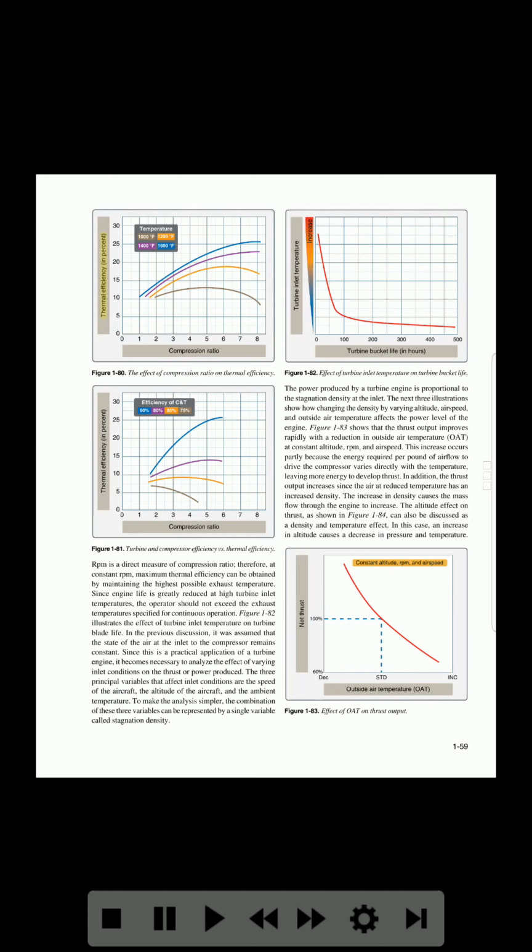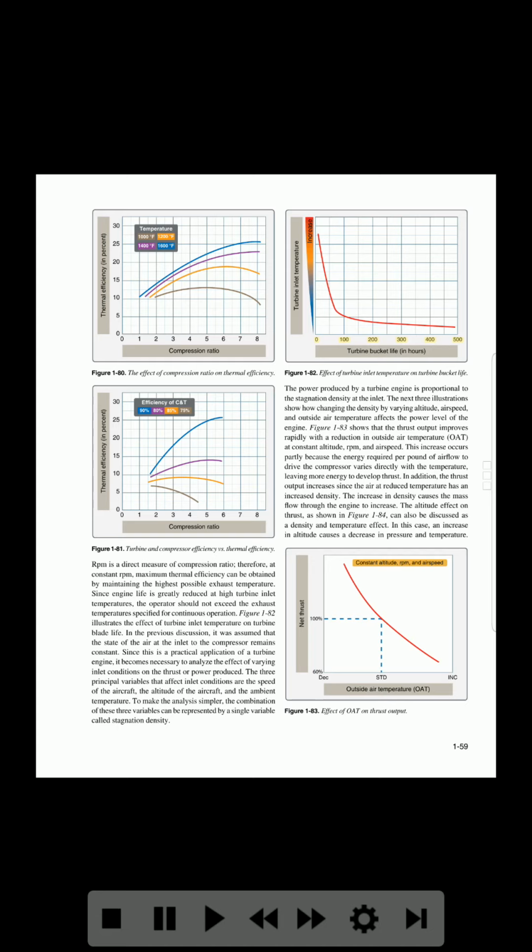Figure 1-80. The effect of compression ratio on thermal efficiency. Thermal efficiency, in percent, 30, 25, 20, 15, 10, 5. Turbine inlet temperature: 1000 degrees Fahrenheit, 1200 degrees Fahrenheit, 1400 degrees Fahrenheit, 1600 degrees Fahrenheit. Compression ratio: 0 through 8.